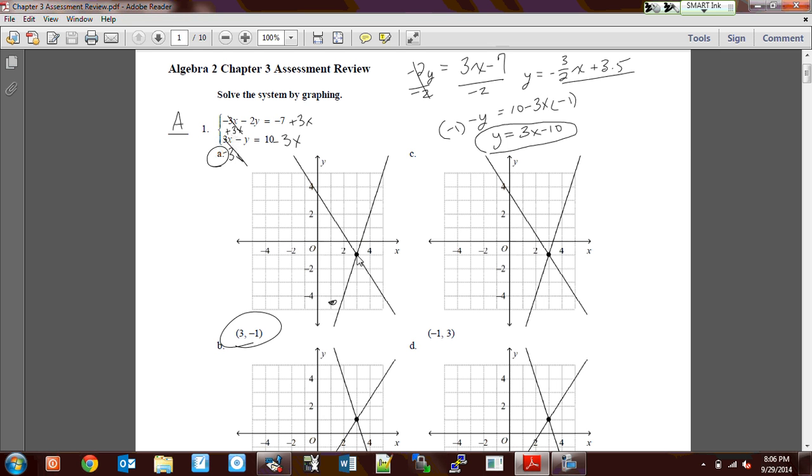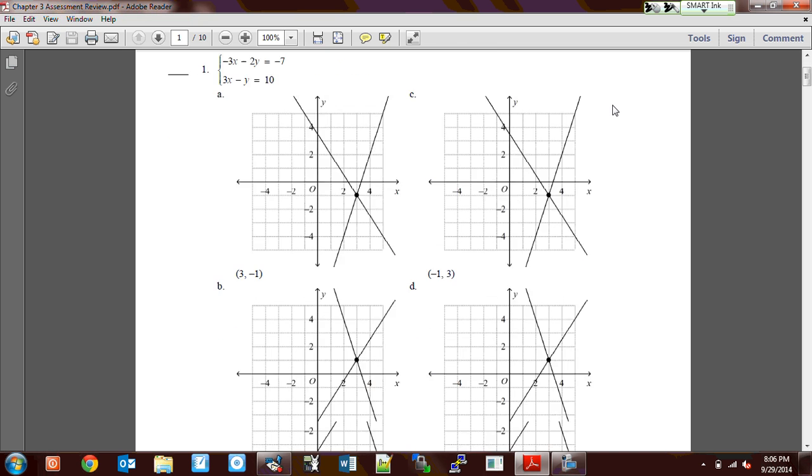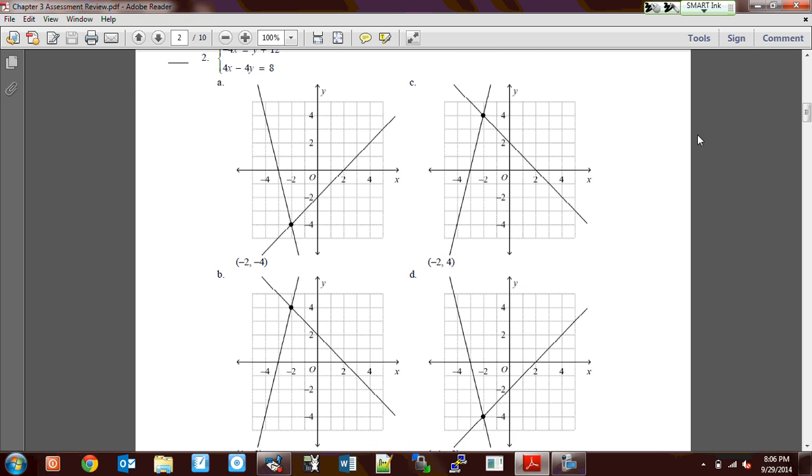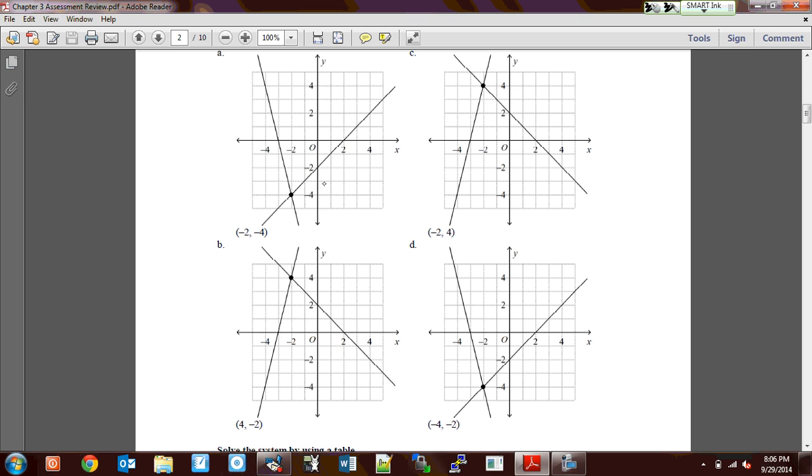Alright. Moving on. Number 2, same deal. Solve by graphing. Well, let's check these 4 points first. (-2, 1), (2, -4), okay. (-2, 1), (2, 4), all right. (4, -2), nope, B's gone. And then (-4, -2), nope, D's gone. So we've narrowed it down to A or C.